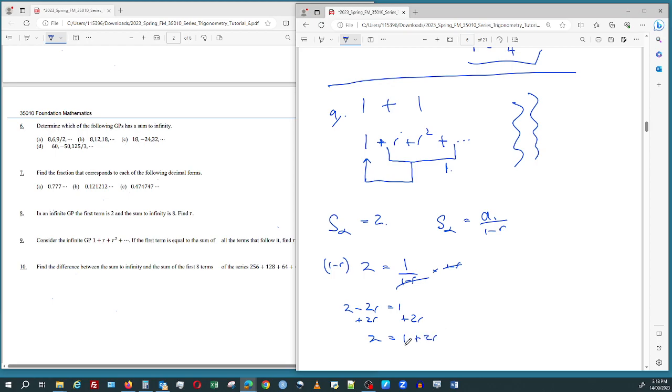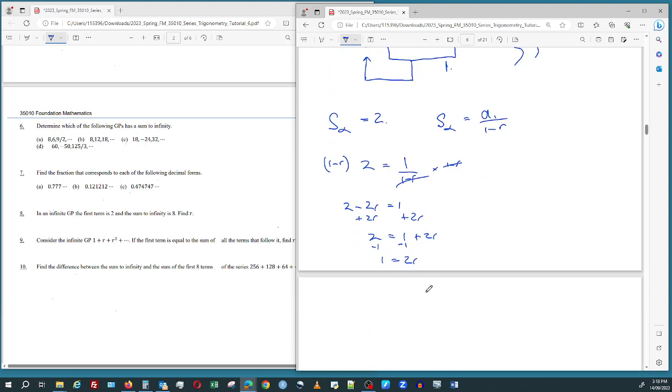Okay? So then subtract 1. So 1 equals 2R. Okay? So then we've got to divide by 2. What you do to one side, you do to the other. So therefore R is equal to a half in that particular problem. I'm pretty sure that's it. R is a half. All right.